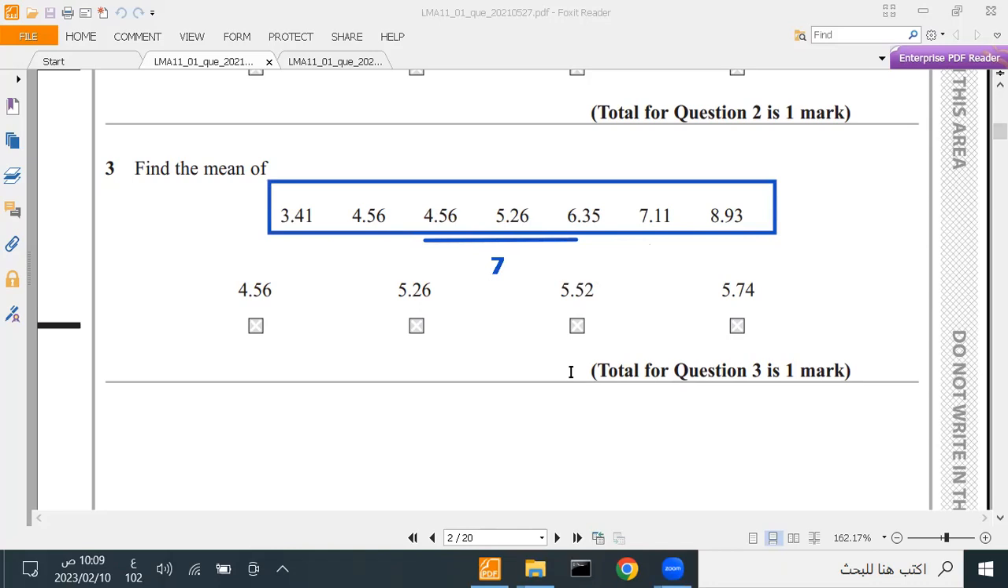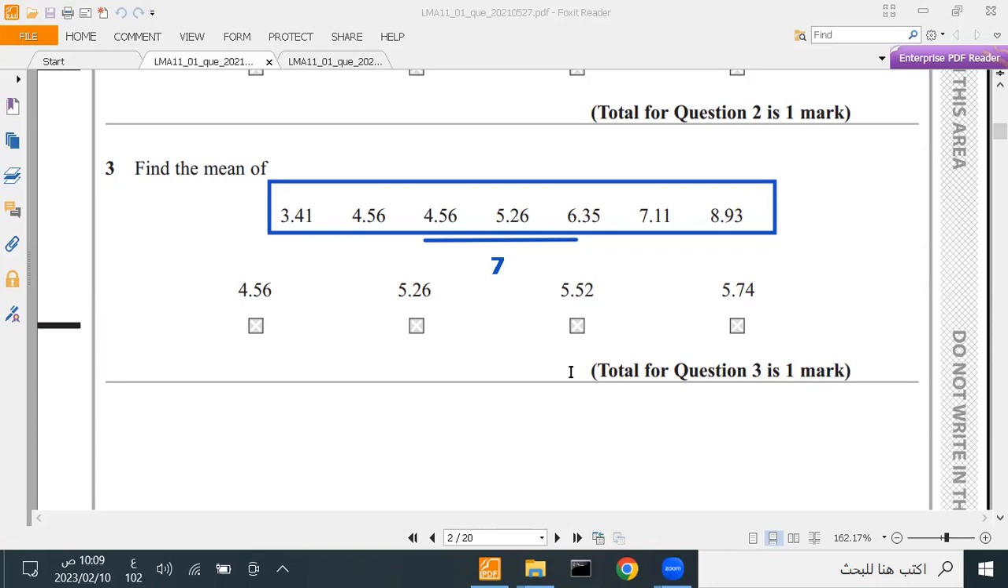So I have 3.41 plus 4.56 plus 4.56 again. Yes. It came out 4.9. Give me the answer. 4.9. Yeah. Let me check it.